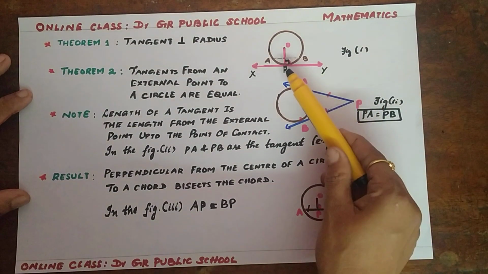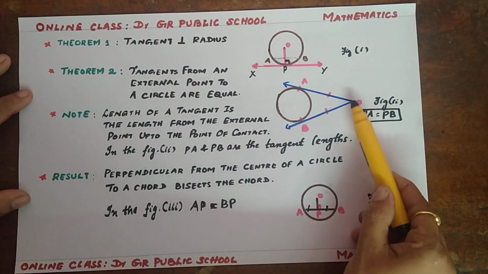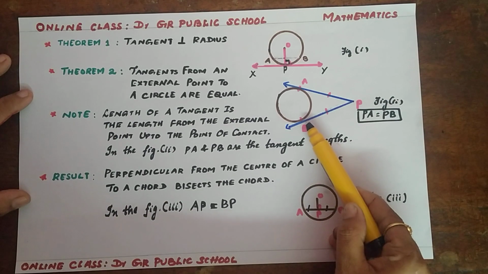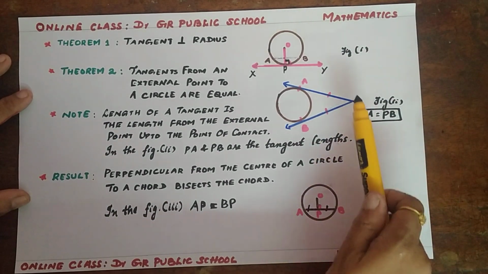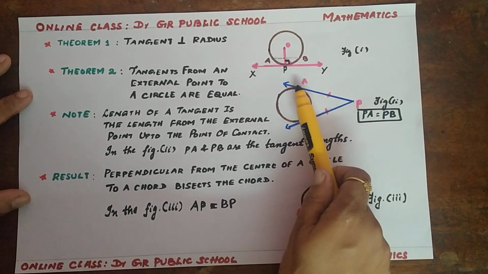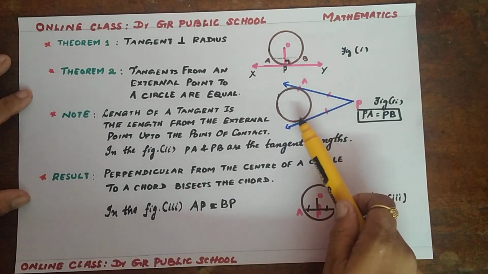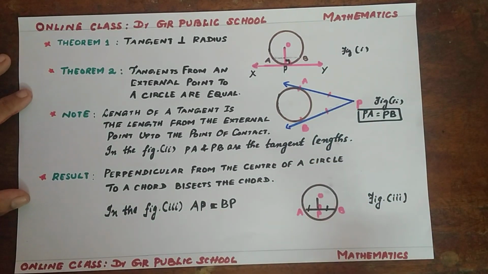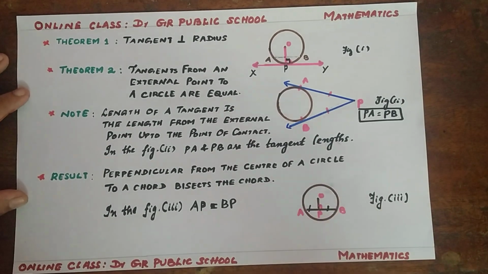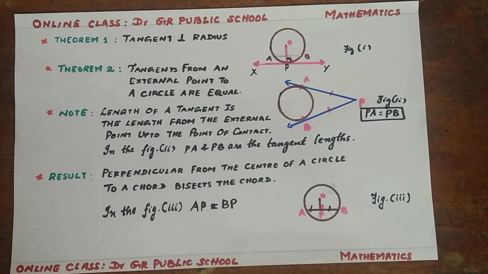One is that the tangent is perpendicular to the radius. The second one is that the lengths of the tangents from an external point to a circle are equal. The third point is that the length of the tangent is the length from the point of contact up to the external point. So AP or PA both are the same. PA and PB are the lengths of the tangents and they are equal. Then a very important result: the perpendicular from the center to a chord will bisect the chord. Bisect means divides it into two equal parts. AP equals PB. Based on these results, we are going to do some problems.